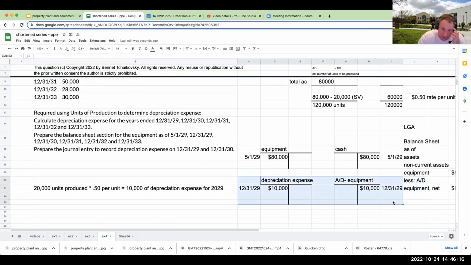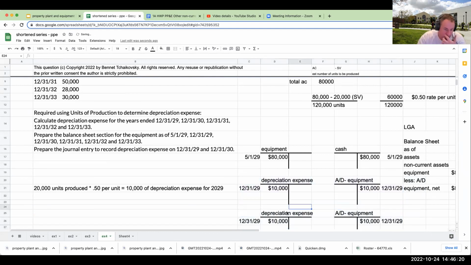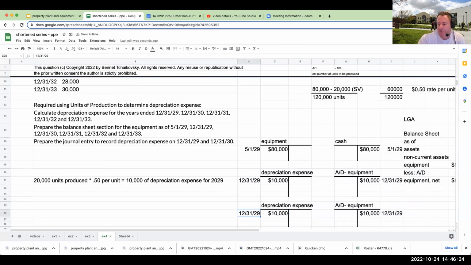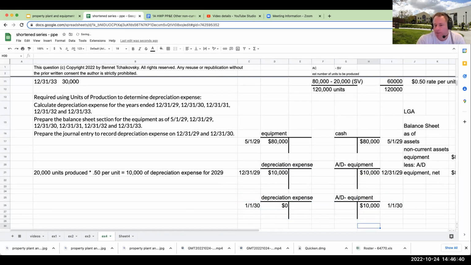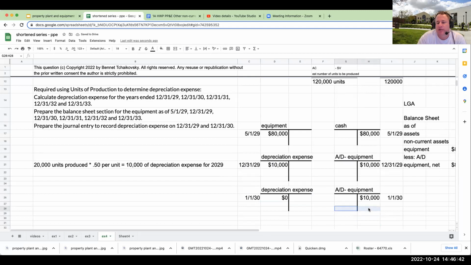Now we're going to go to year two. On my 1/1/30 balance, depreciation expense is going to have a zero balance. Why is this zero? This is going to be closed out to retained earnings. For accumulated depreciation, though, the balance carries forward. So over here, I'm going to have a balance of 10,000.